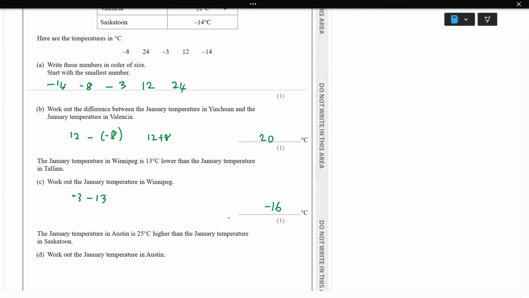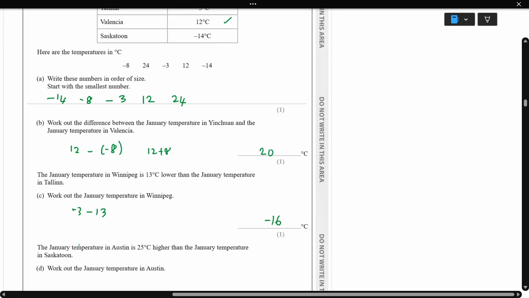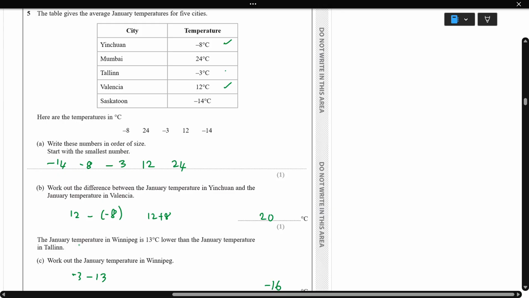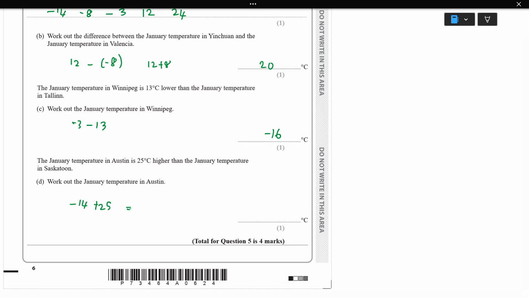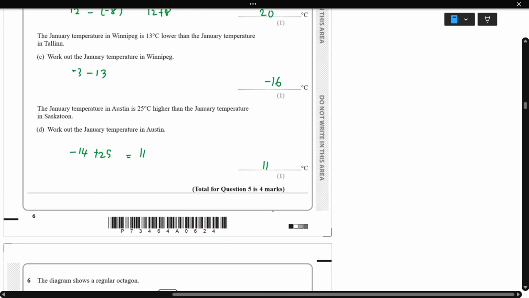The January temperature in Austin is 25 degrees higher than the January temperature of Saskatoon. So 25 degrees higher, so negative 14 degrees plus 25 degrees. Negative 14 plus 25 is equal to 11 degrees. So 11 degrees is the answer here.